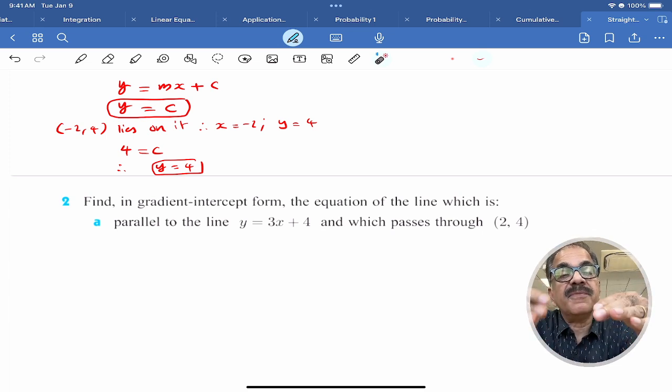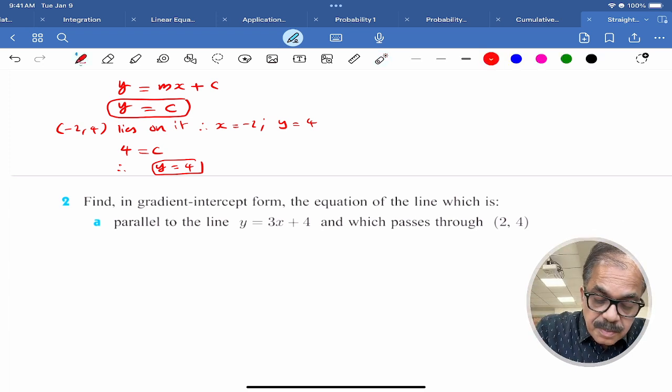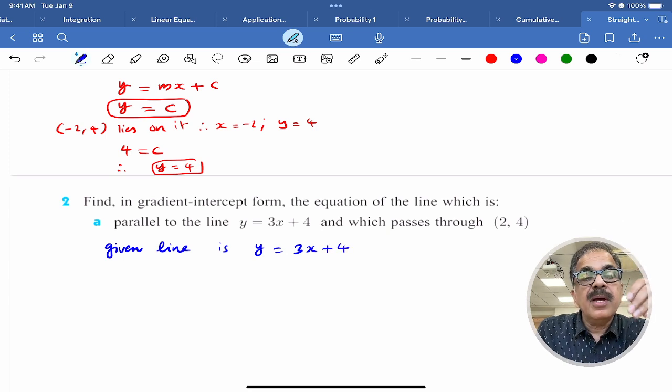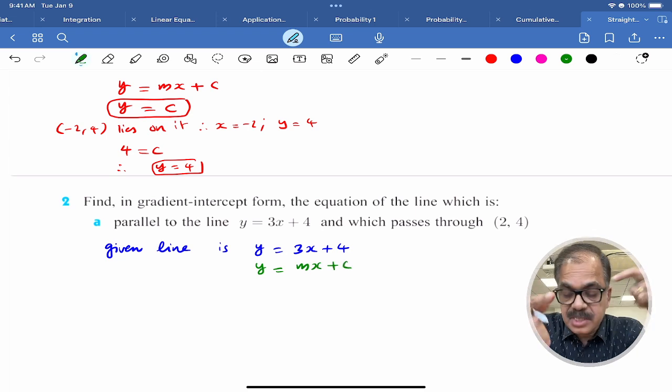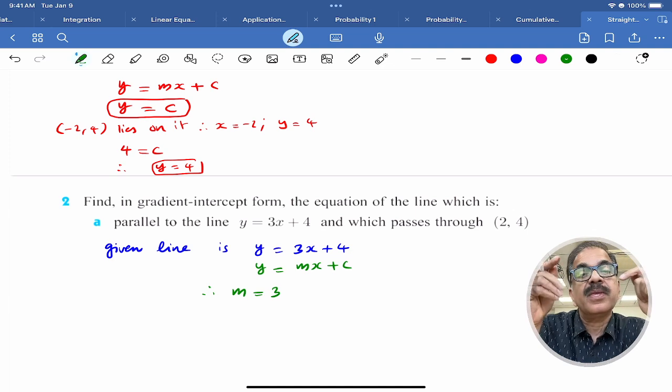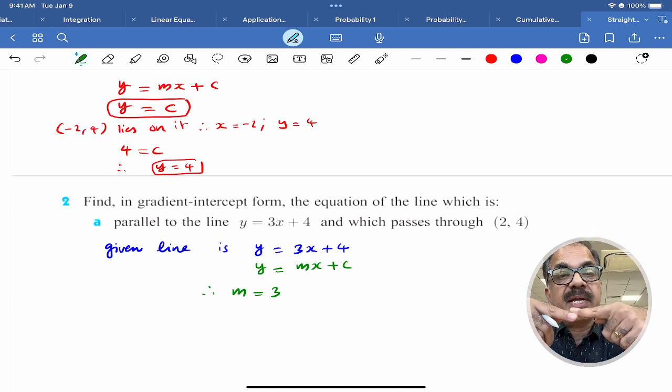So what I would do is I will copy my given line. So let's copy down the given line first. The given line is y is equal to 3x plus 4. And this line is already in the gradient intercept form. It looks like y is equal to mx plus c. So when you compare these two equations, we know that the gradient of this line is 3. So the gradient of the given line is 3 and the required line is a line parallel to it.